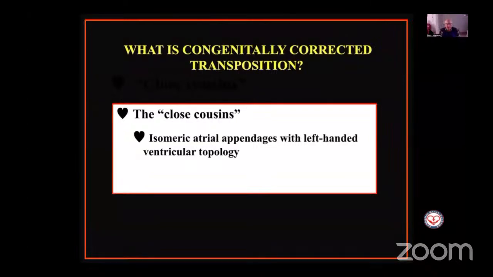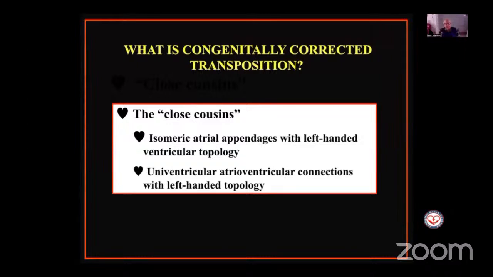And then we can have other close cousins. We don't have time to discuss these with you today. We can have left-handed topology with isomeric atrial appendages and transposition, or we can have univentricular atrioventricular connections with left-handed topology. They are related to congenitally corrected transposition, but they are not the same thing.